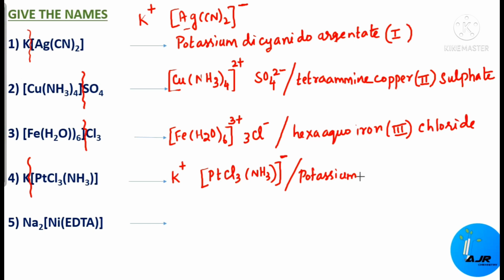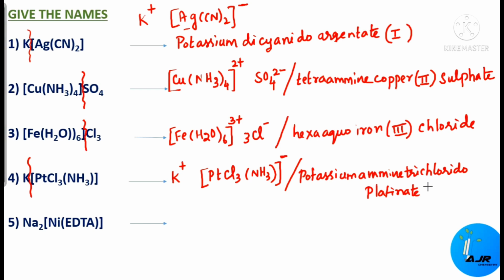So potassium, amine, then trichlorido. Then, since it is an anionic complex, the central metal atom should not be written as platinum, instead it should be written as platinate. Okay, so it is platinate.